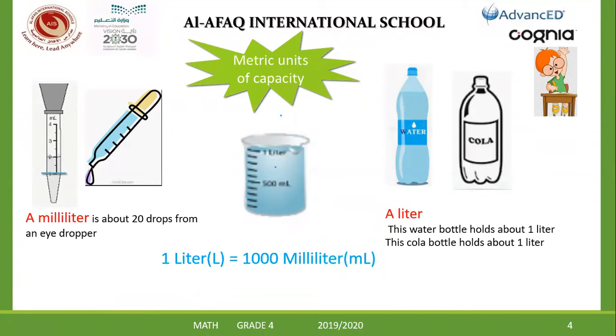So what is the meaning of milliliter? If I have 20 drops from an eyedropper, I get 1 milliliter. So milliliter is about 20 drops from an eyedropper. What about a liter? This water bottle holds 1 liter. This cola bottle also holds about 1 liter. So now we know what the liter and milliliter are. And what about the relationship between liter and milliliter? Each 1 liter equals 1000 milliliters.